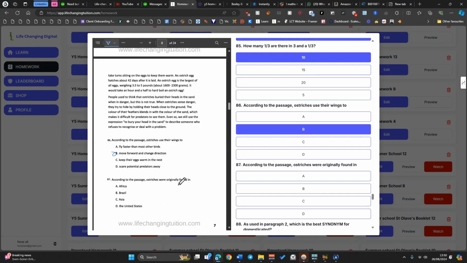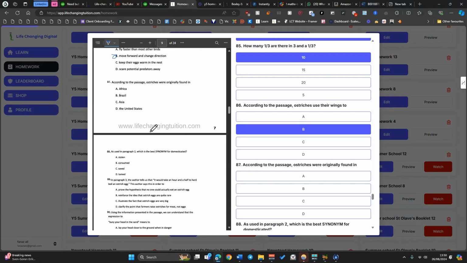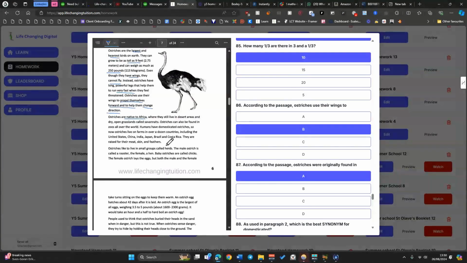According to the passage, ostriches were originally found in... Okay, well, we can now have a look at this. It says they are native to Africa. So that's going to be A here. As used in paragraph 2, which is the best synonym for domesticated?